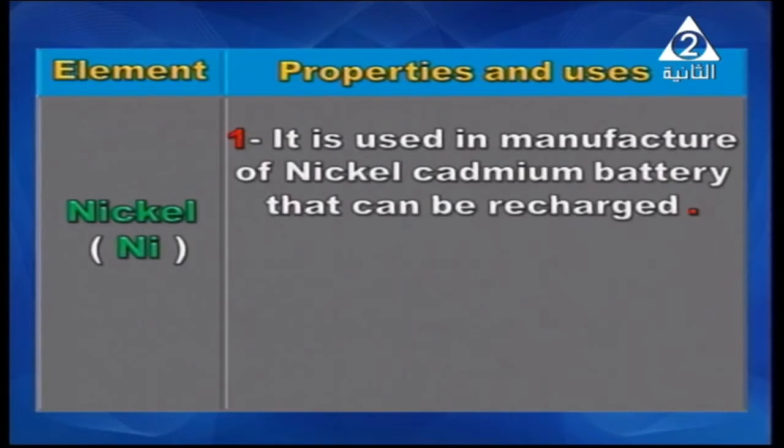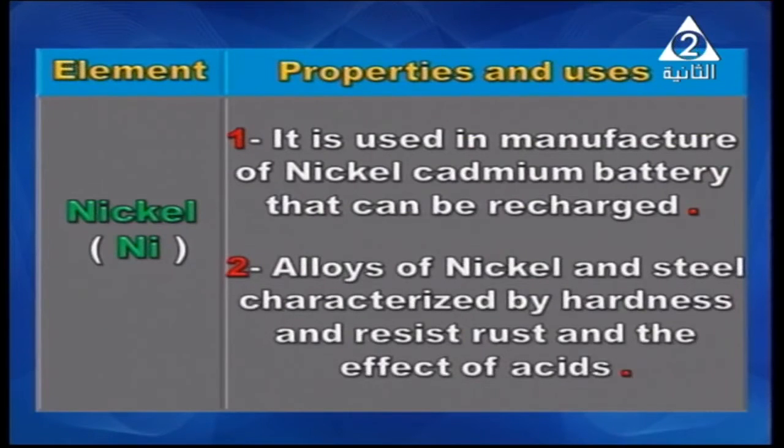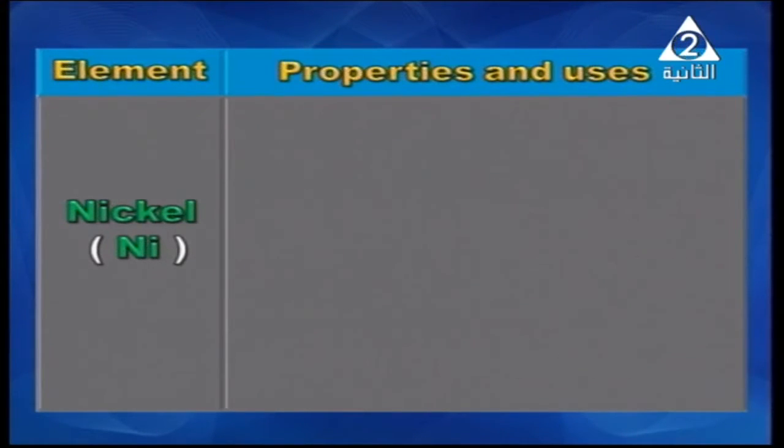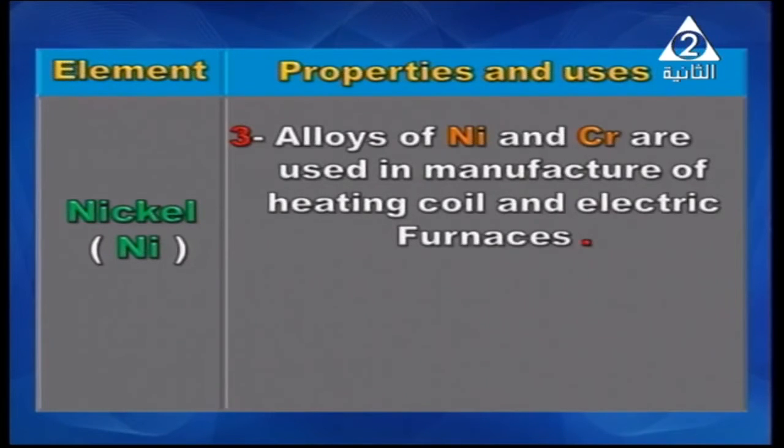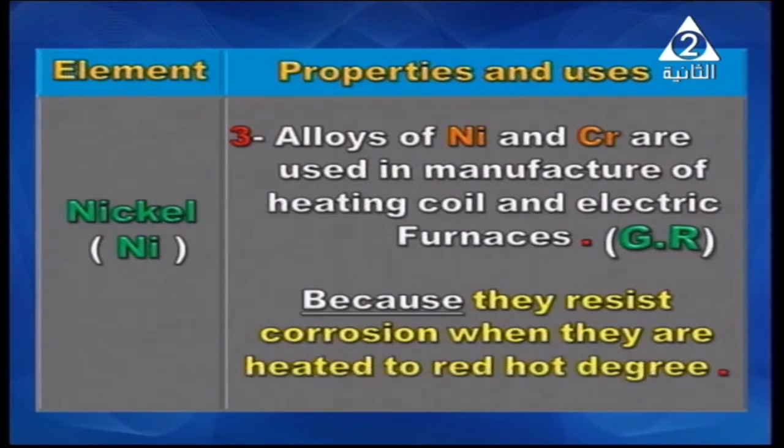And the next element, which is nickel, is used in the manufacture of nickel-cadmium batteries that can be recharged. The alloy of nickel and steel is characterized by hardness and resists rust and the effect of acids. The next use for nickel: its alloy with chromium is used in the manufacture of heating coils and electric furnaces, and we have good reason for this point, because it resists corrosion when heated to red-hot degrees.